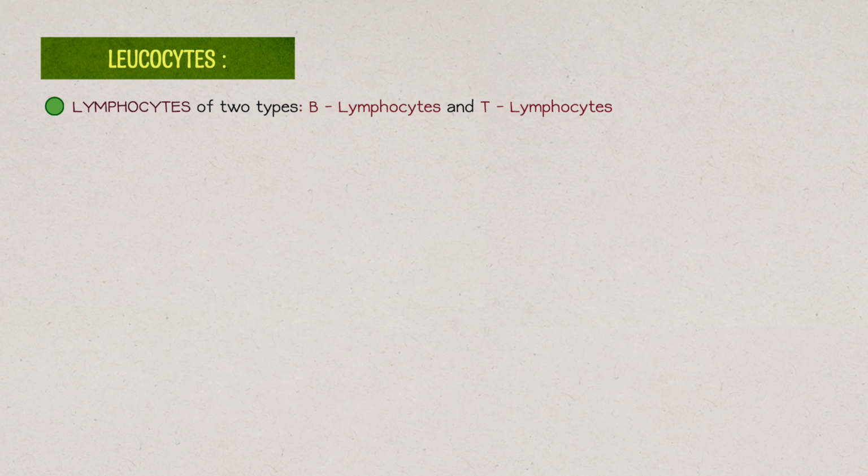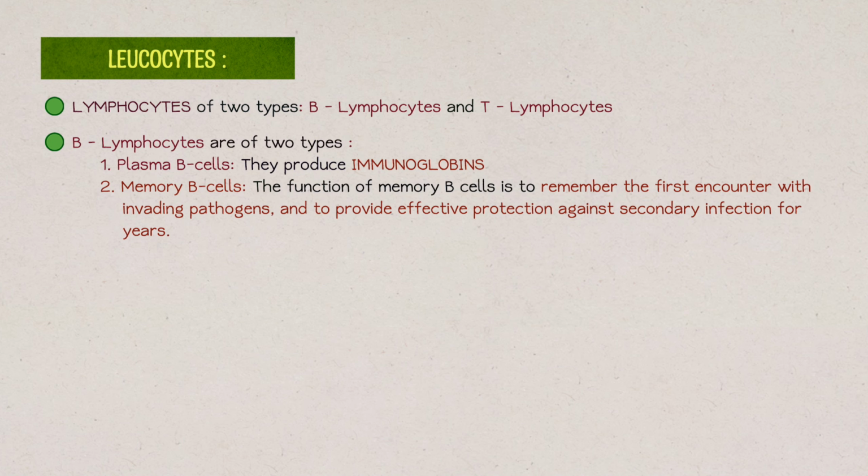Lymphocytes are further divided into two types, B lymphocytes and T lymphocytes. B lymphocytes are of two types. Number 1, plasma B cells. They produce immunoglobulins. Number 2, memory B cells. The function of memory B cells is to remember the first encounter with invading pathogens and to provide effective protection against secondary infection for years.